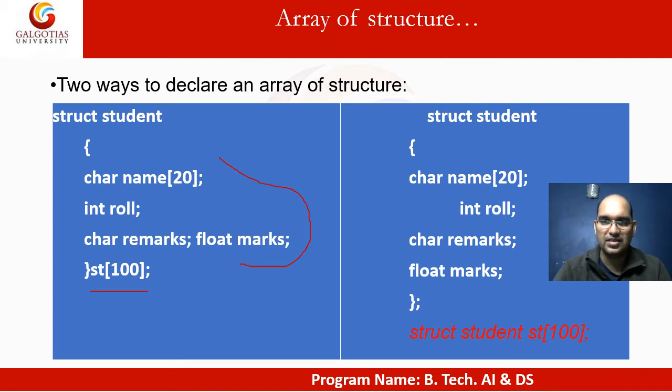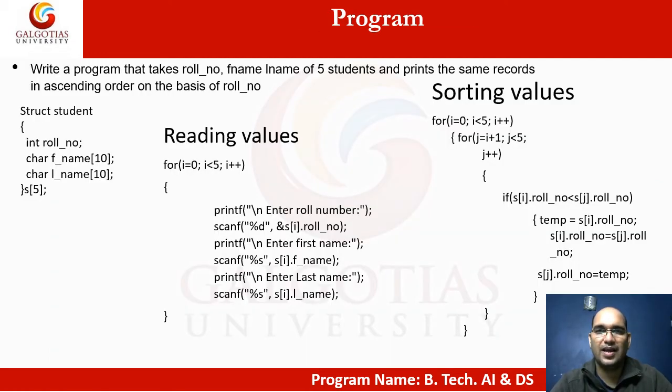The second way is that we first define the structure, struct student, with char name, int roll number, char remark, float marks. Then we close the structure, so the definition part is over. Then we can declare struct student st[100]. This way, 100 records will be stored. You can use either this method or this method; any method can be used. Now let's try to understand with the help of a program.